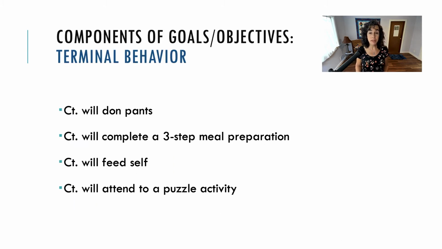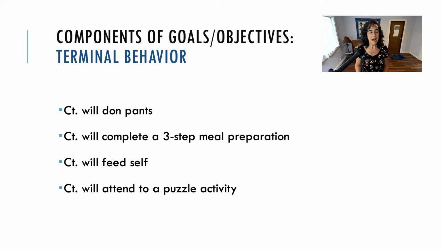The components of goals and objectives. So now we're going to break things down. The first thing we want to consider is something called the terminal behavior. That is the performance that we want to see, right? So I called it occupational performance before. Now we're calling it terminal behavior in goal writing lingo. That's the only difference, yeah?